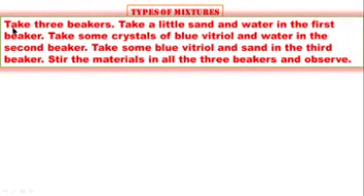Types of mixtures. First, we will do an activity. Take 3 beakers. Take a little sand and water in the first beaker. Take some crystals of blue vitriol and water in the second beaker. Take some blue vitriol and sand in the third beaker. Stir the material in all the 3 beakers and observe. If such materials are available in your home, then you have to do the activity under the supervision of your parents.